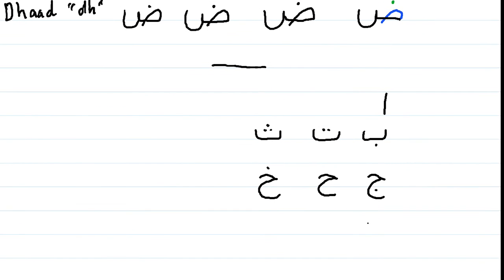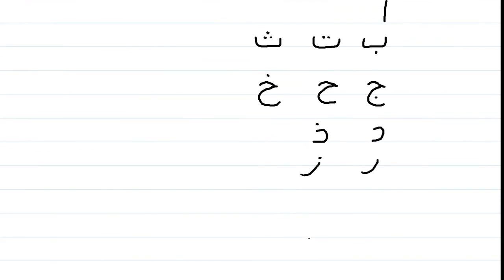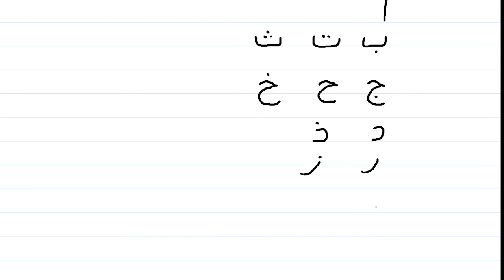Then the next two letters were Dal, it's like a C looking the other way in the line, in between two lines, and then Dal, you stay on the line. Then the next two letters, Ra and Za. This is how you group them. Then after that, Sin, 1, 2, then a bigger one, and Sheen, 1, 2, a bigger one.